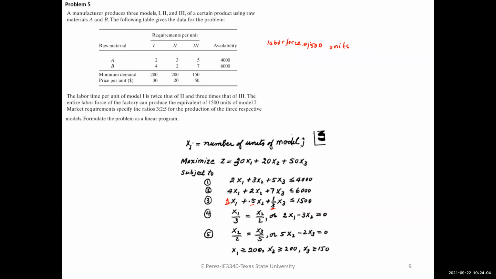1,500 units. So your capacity for production is stated in terms of how many units you can produce on model 1. It's not attaching a time figure to it, right? Same thing for the labor time.